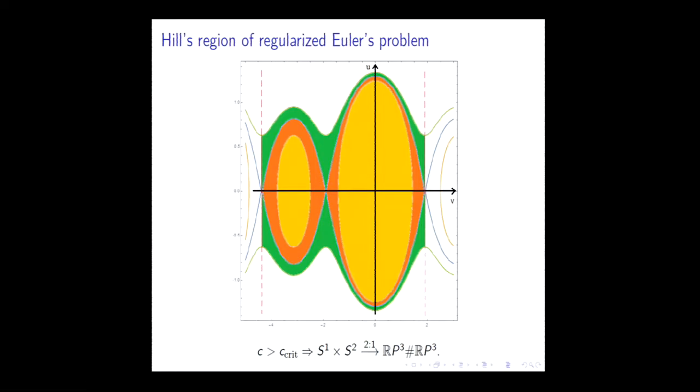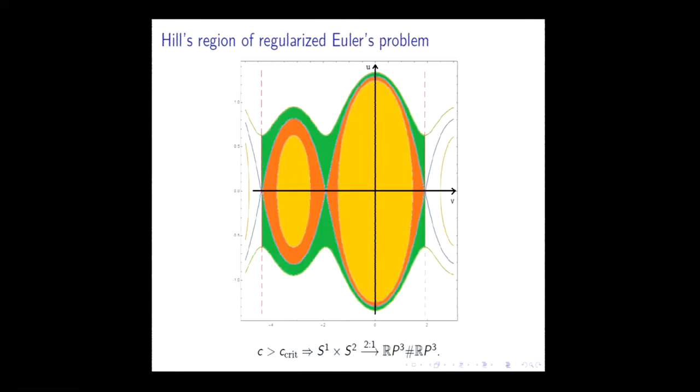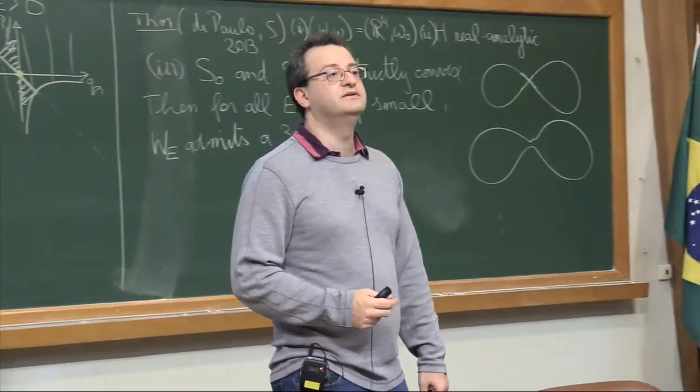And if we want to apply our theorem, we have to check that the critical set is dynamically convex. In fact, this is not so difficult to check, because the flow decouples, so you can compute the index of all periodic orbits very easily. It is on the three-sphere. On the three-sphere, dynamically convex means that all periodic orbits have Conley-Zender index at least 3.